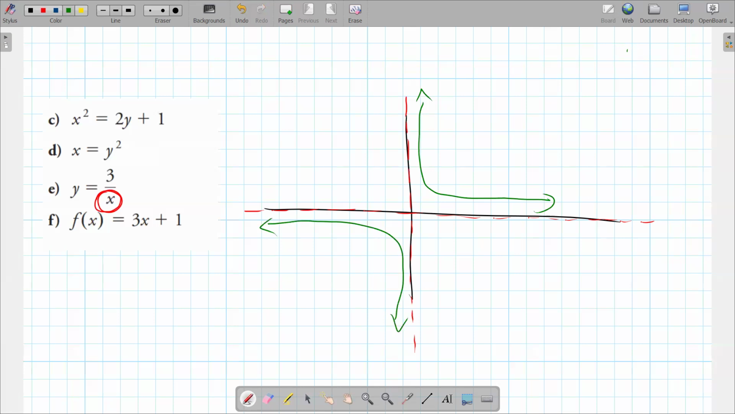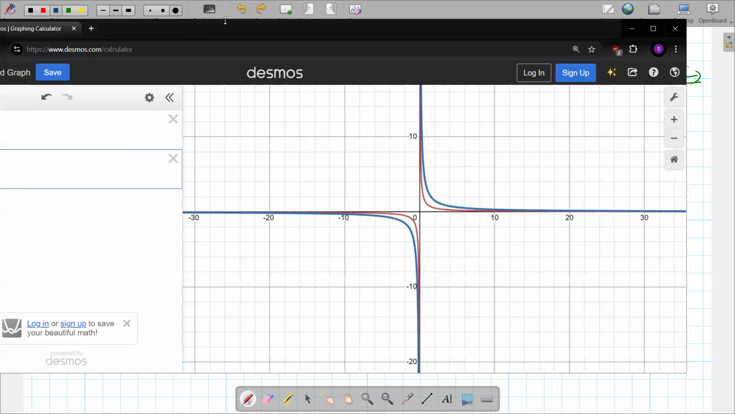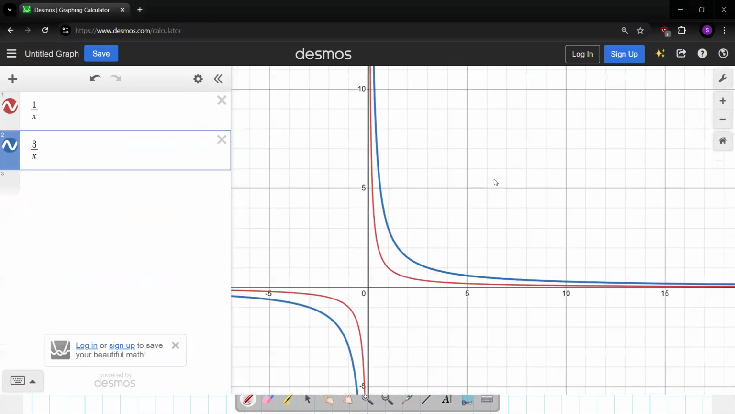That builds from the fact that 1 over x looks like this. The only difference between these two is that the y values here are going to be 3 times as much. Okay? They're going to be stretched 3 times as much. And we'll graph this to show you. So I don't have any points. So here's a sketch. Just make sure you understand this.